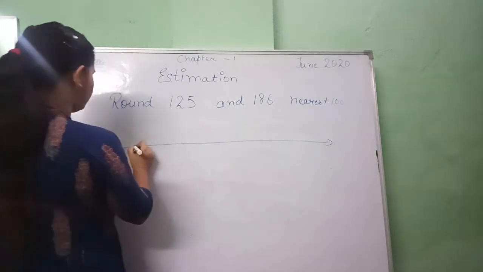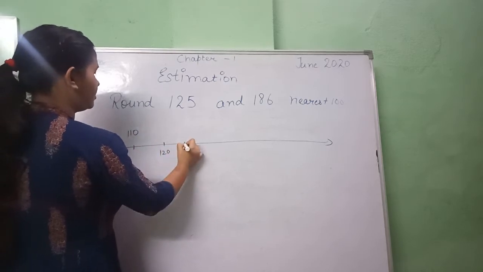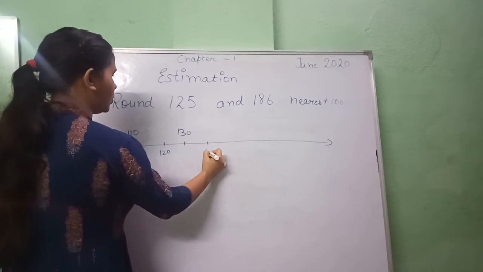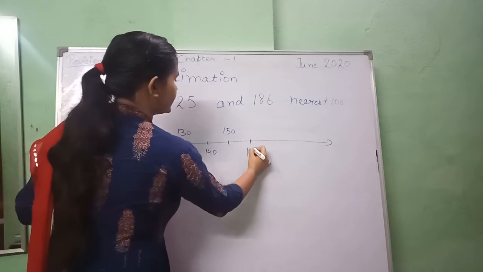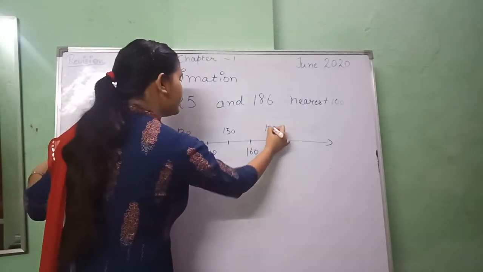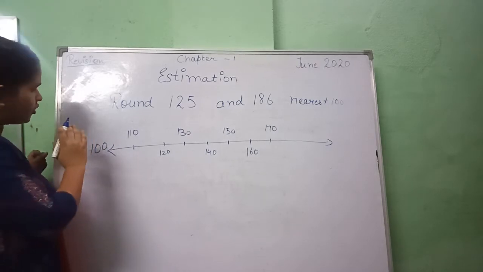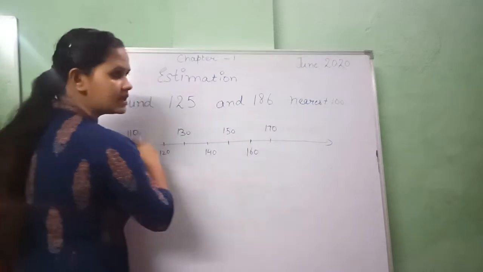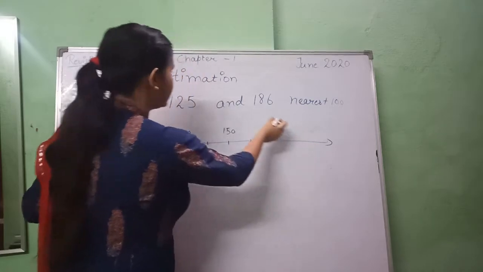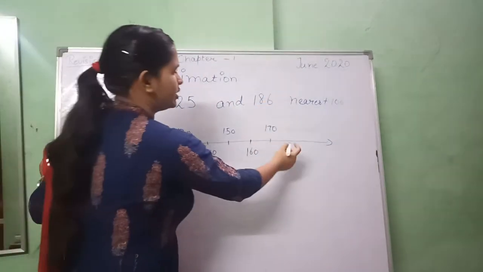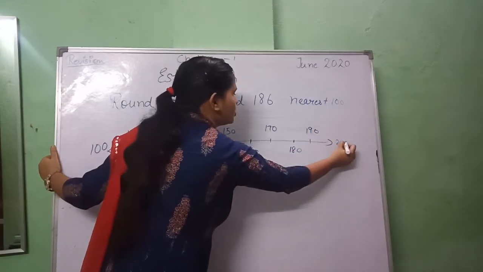So how will we take 100? Then 110, 120, 130, 140, 150, 160, 170. We are counting by 10, we are taking plus 100. So from 100 to 200 we have to count, because it is nearest to 100 and it is nearest to 200. So easily we can find 180, and here is 190, and here this one is 200.